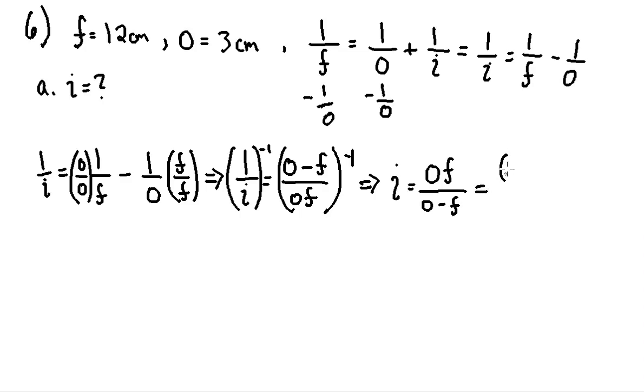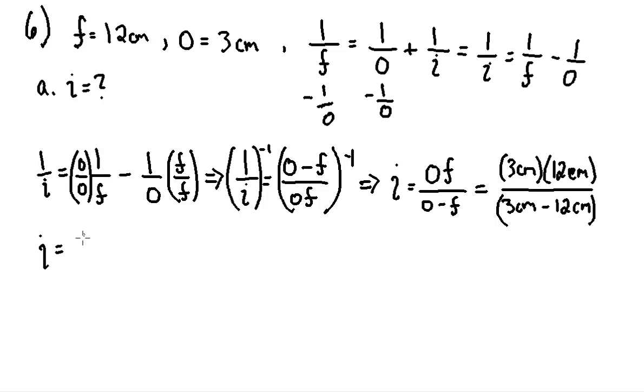O, 3 centimeters. F, 12 centimeters. Down here, 3 centimeters minus 12 centimeters. So I put this denominator in parentheses so that you know you have to do this subtraction before any division.